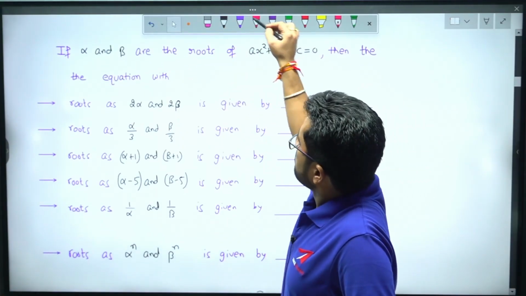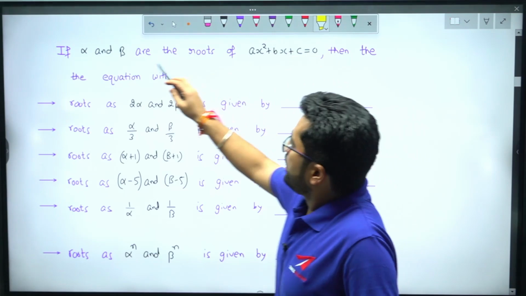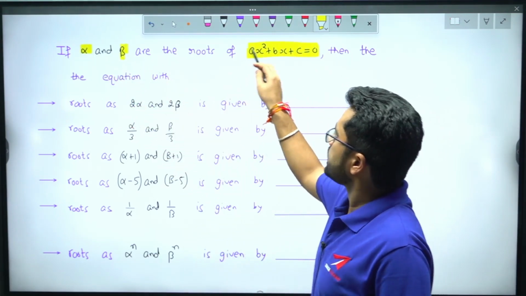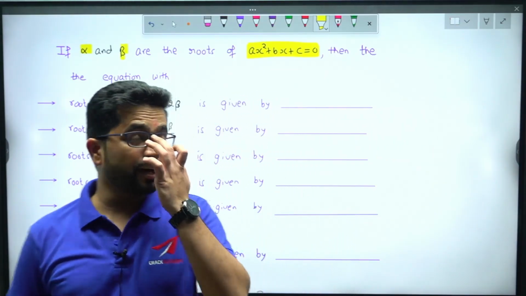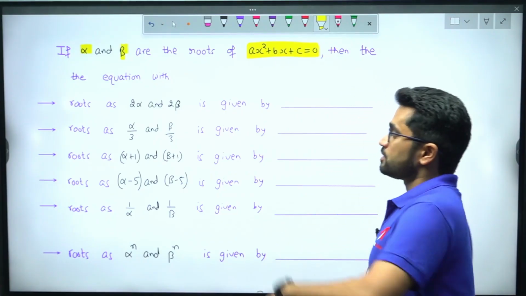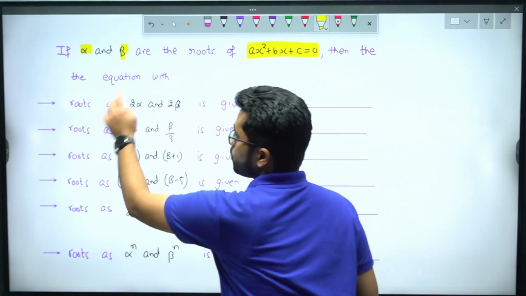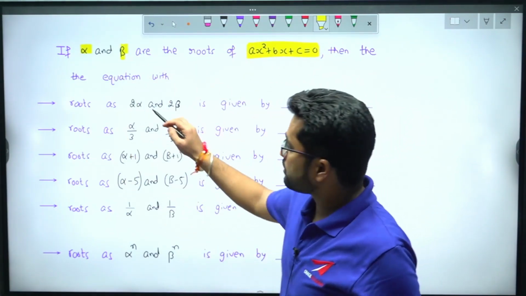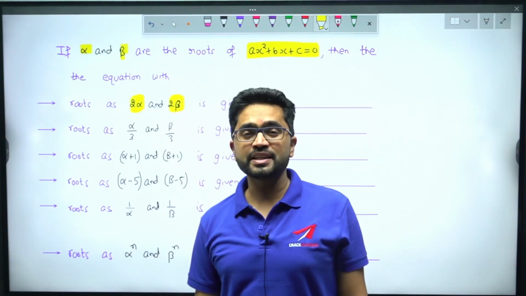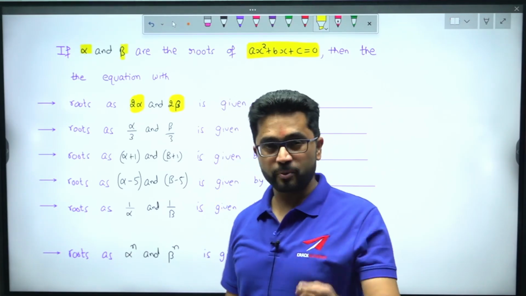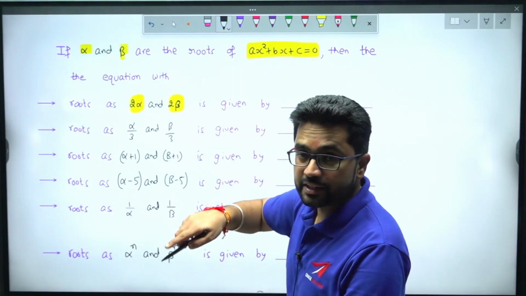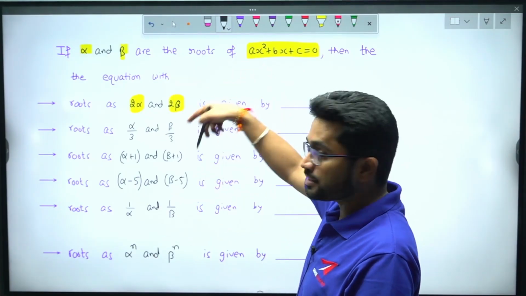Yes, the first thing: if alpha and beta are the roots of ax square plus bx plus c equals 0, then the equation with roots 2 alpha and 2 beta. Observe the first point. Then we need another equation whose roots are 2 alpha and 2 beta. Sounds similar to the previous question? Yes, we can directly rewrite the first equation to get the desired equation.